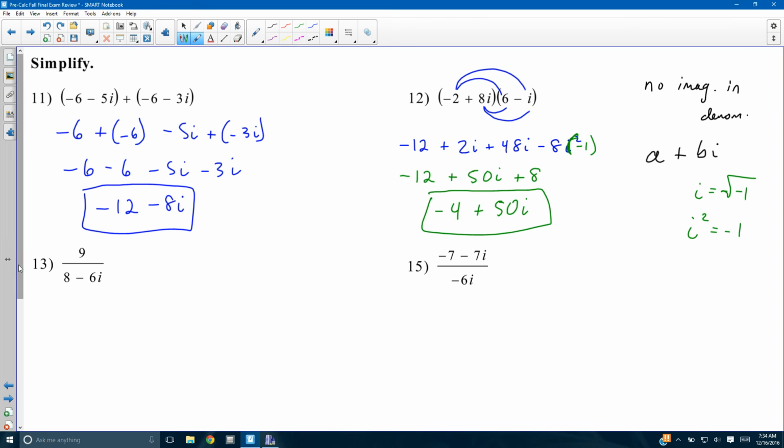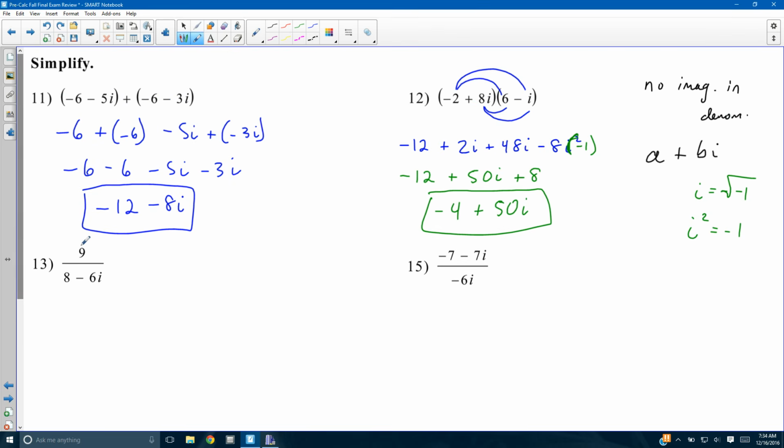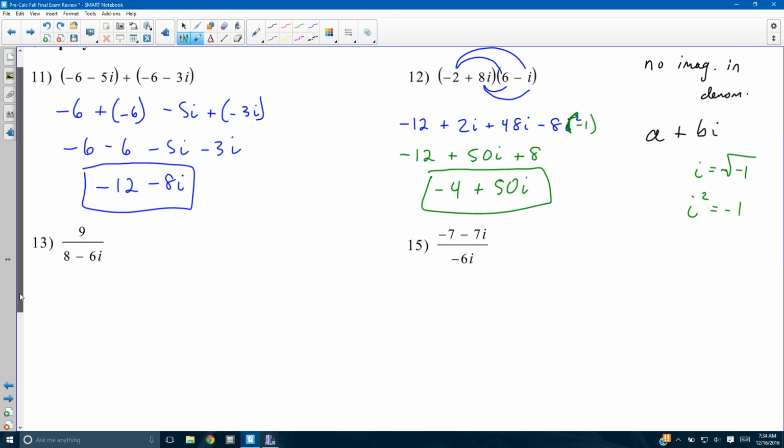Okay. Number 13, 9 over 8 minus 6i. Now, my intent is not to do division like synthetic division, especially if my result ends up in a remainder and I'm still dividing by 8 minus 6i. The whole plan is just to get this thing in a plus bi form. That's all I want, and no imaginaries in the denominator. So I have an imaginary in the denominator. I want to get rid of it.